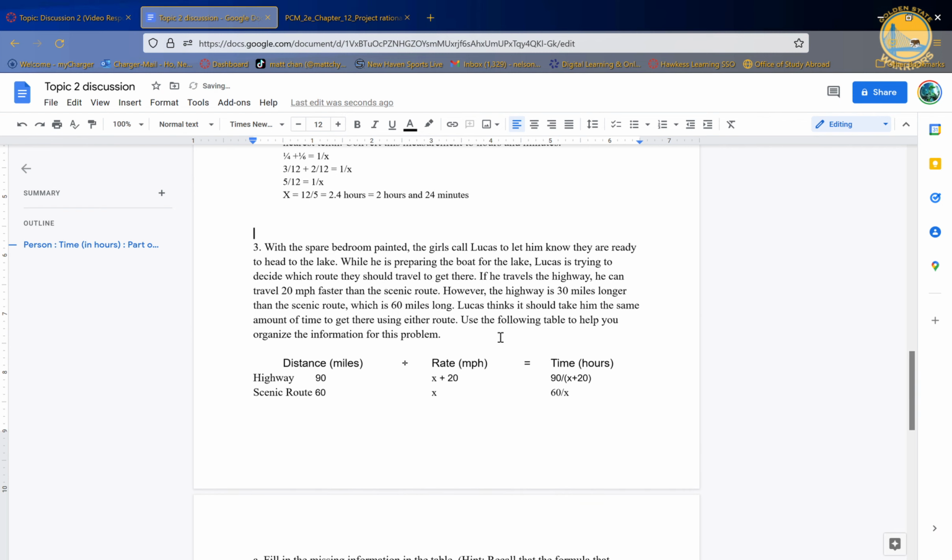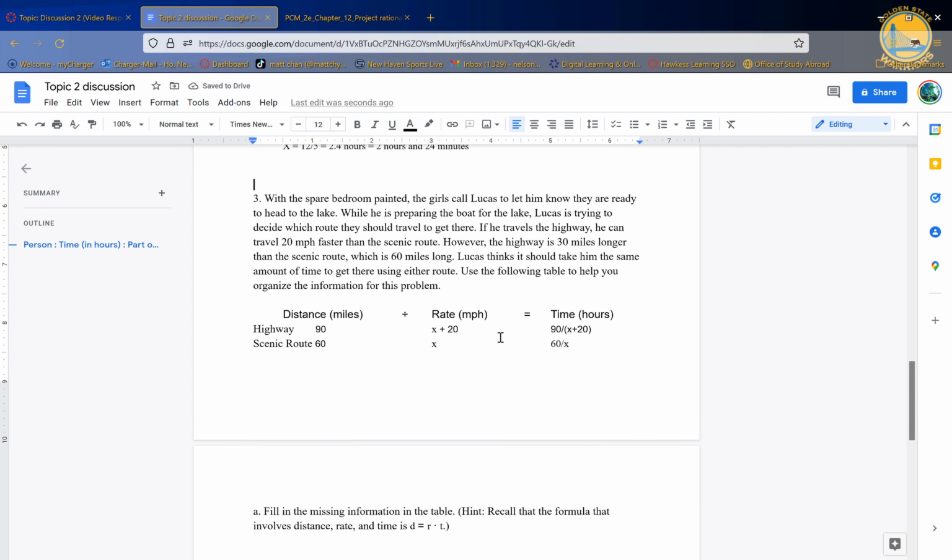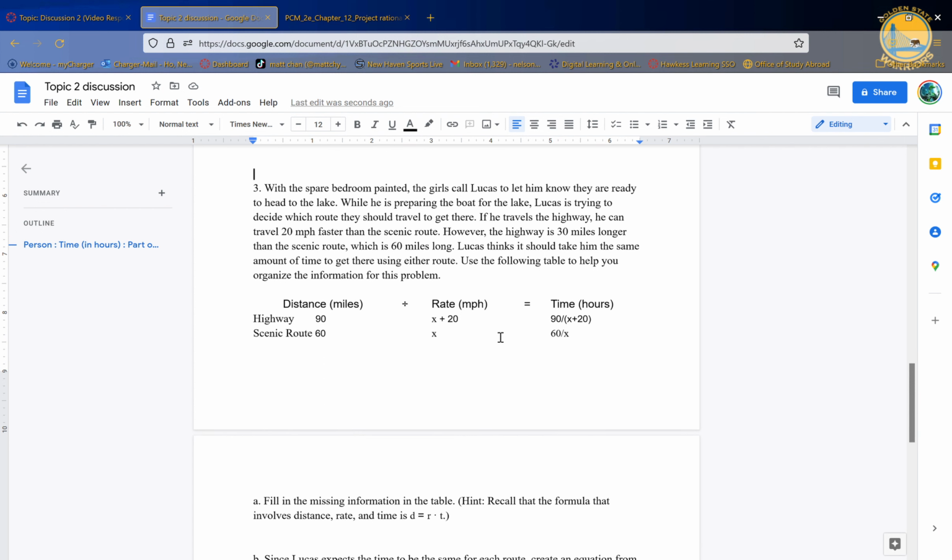Alright, so with number 3, with the spare bedroom painted, the girls call Lucas to let him know they are ready to head to the lake. While he is preparing the boat for the lake, Lucas is trying to decide which route they should travel to get there. If he travels the highway, he can travel 20 miles per hour faster than the scenic route. However, the highway is 30 miles longer than the scenic route, which is 60 miles long. Lucas thinks that it should take him the same amount of time to get there using either route. Use the following table to help you organize the information for this problem.